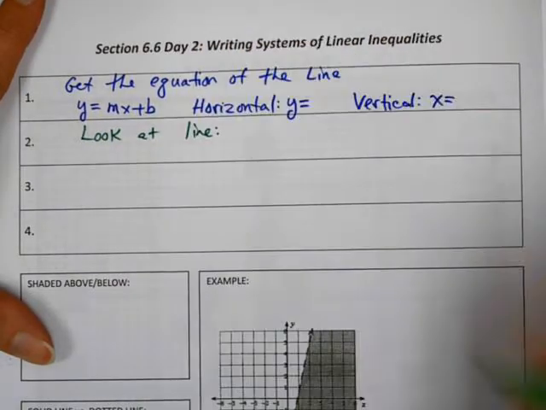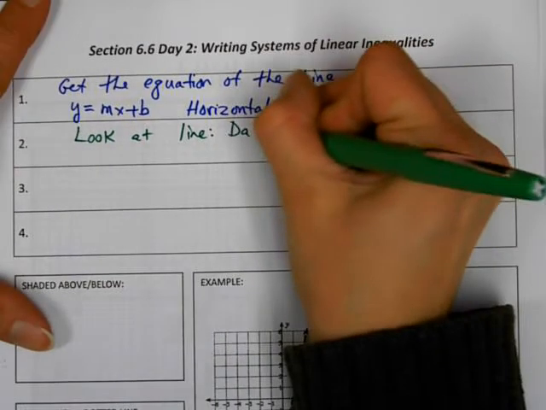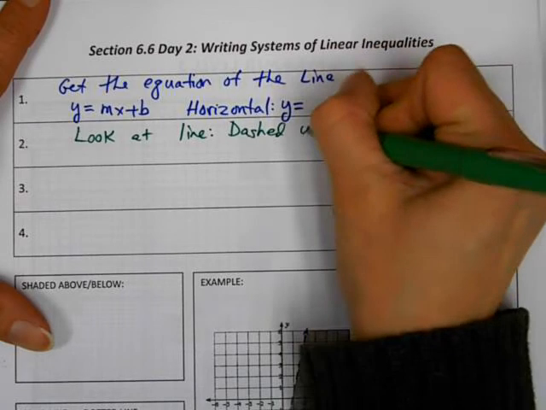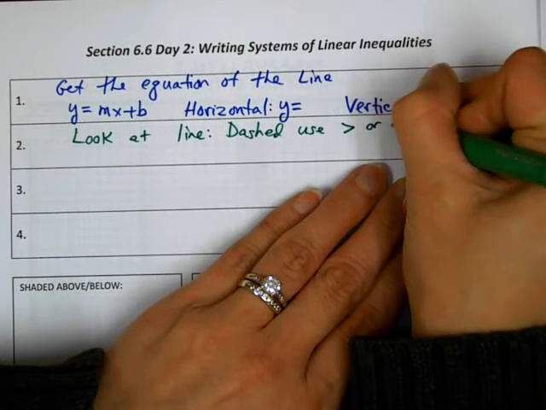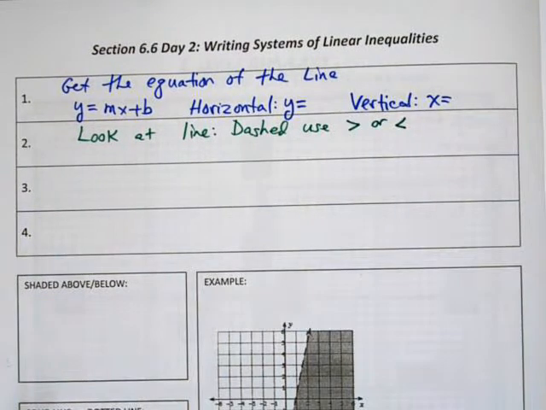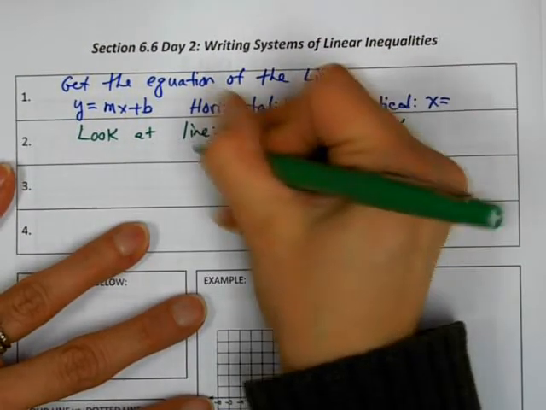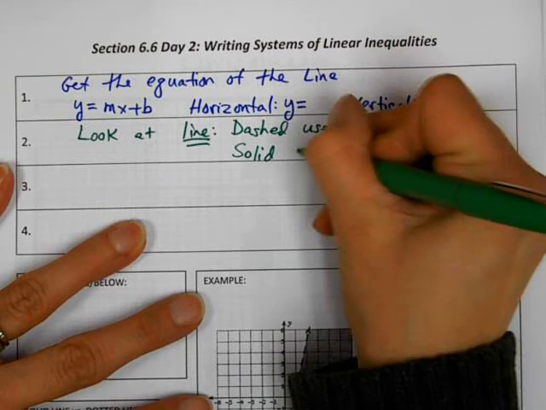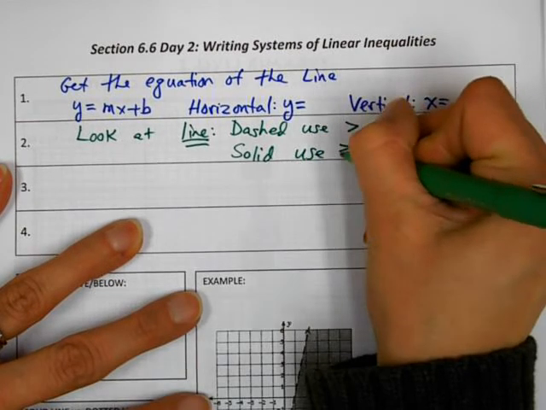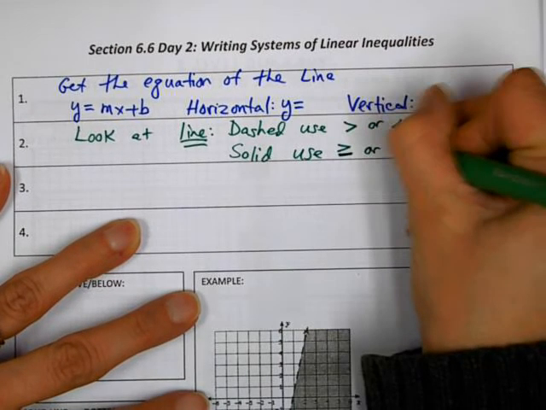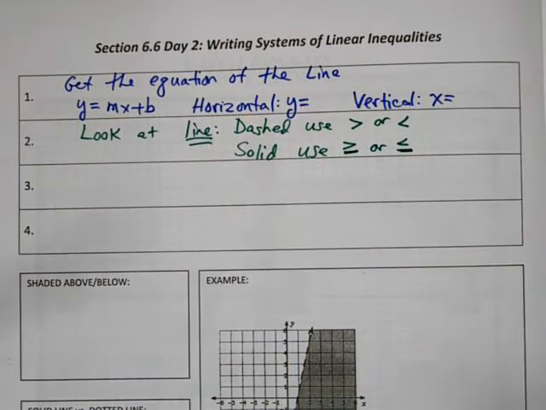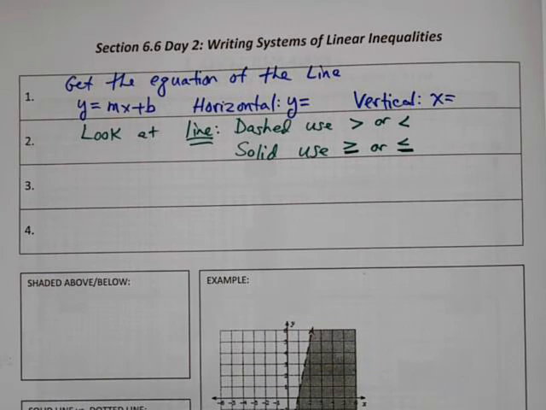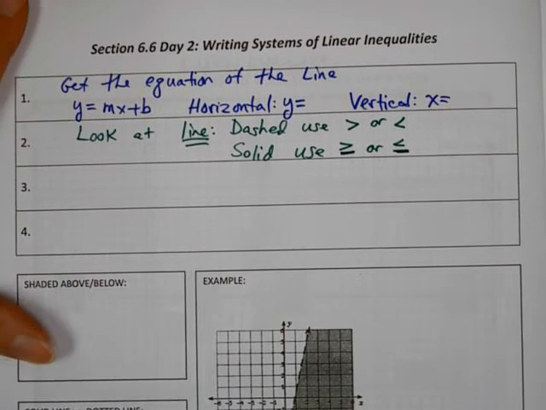Step 2: look at the line carefully. If the line is dashed, use either the greater than or the less than sign. And if the line is solid, then we're going to use greater than or equal to, or less than or equal to. So we decide if it's a solid line or a dashed line, and we pick the correct inequality symbol.